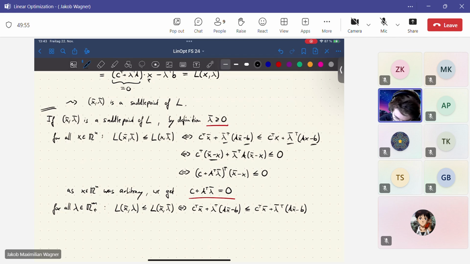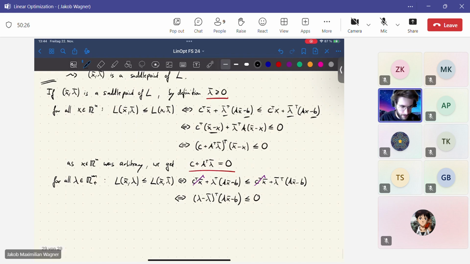And we see that we have the same c transpose x bar term on both sides, so we can just cancel this term out. And again, bring everything to one side. And we have here that (lambda minus lambda bar) transpose (A x bar minus b) is less or equal than 0. All right. And now again, we want to check what we can do. How can we deduce the KKT conditions from this?